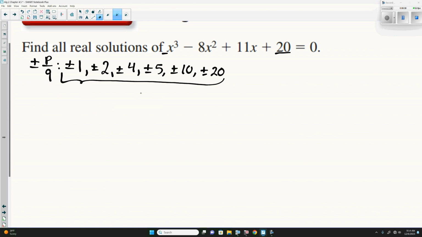I'm going to erase p and q here so I have a little more room to work. But now we're going to solve. Now the pure mathematical way to do this is, again, we're going to be using synthetic division.